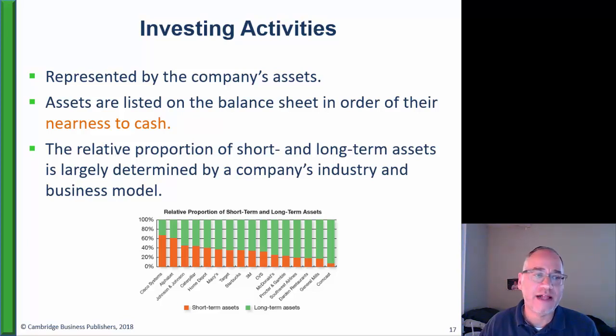So you would list on the balance sheet, you'd start off with cash, then you'd go to more liquid assets like accounts receivable, money your customers owe you, inventory, and then go down to long-lived assets like equipment.